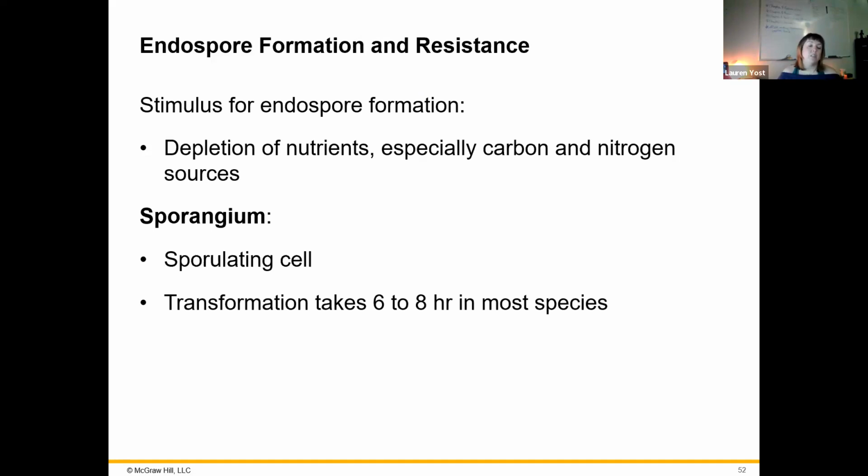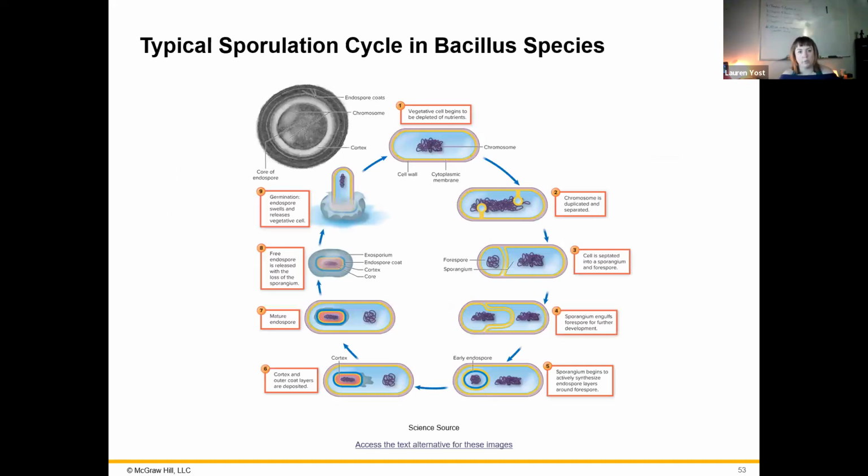The sporangium is the sporulating cell. So that is the cell that decides that it's going to make an endospore. That's the sporangium. It takes about 6 to 8 hours to make an endospore. And again, it's just to protect the genetic information of that cell.